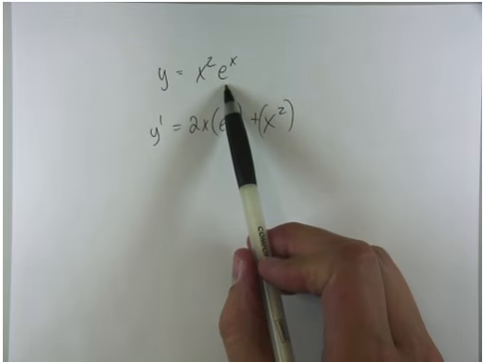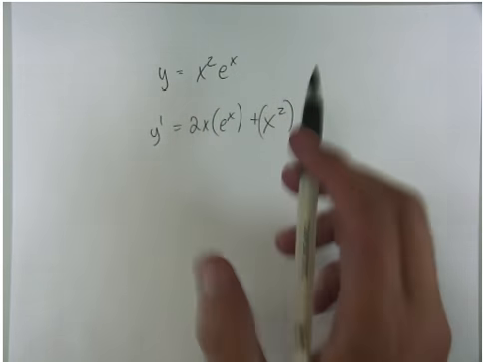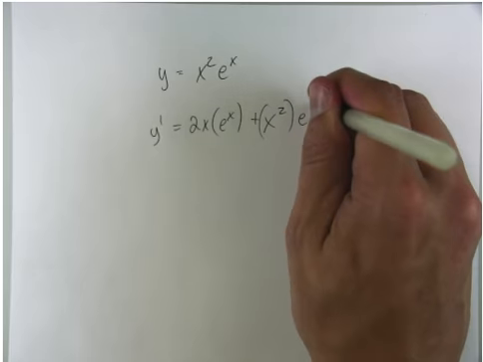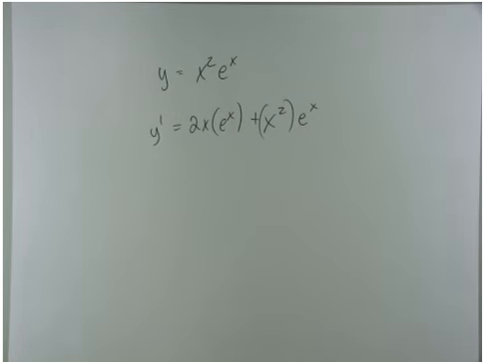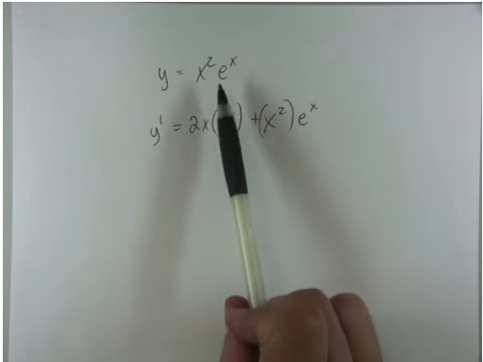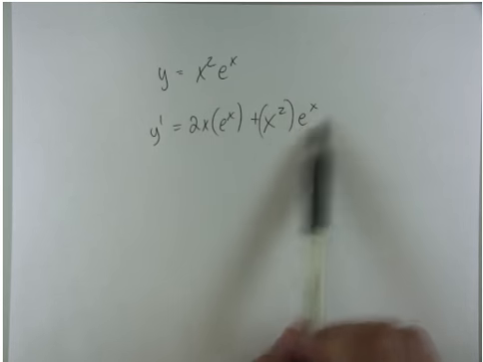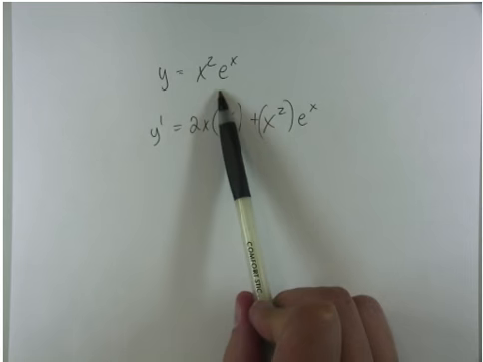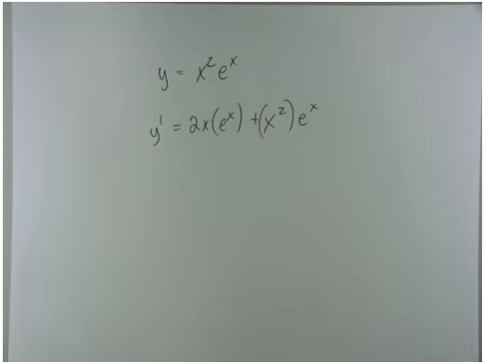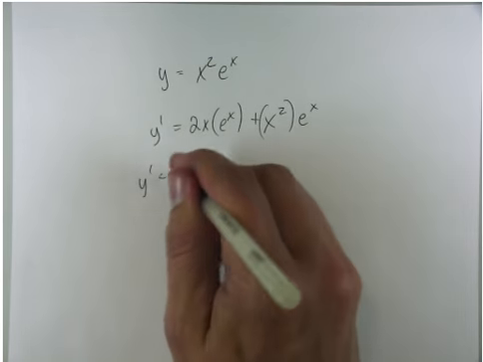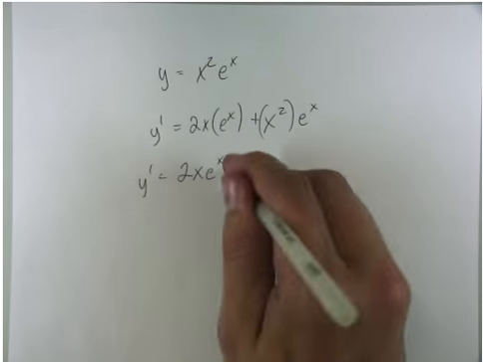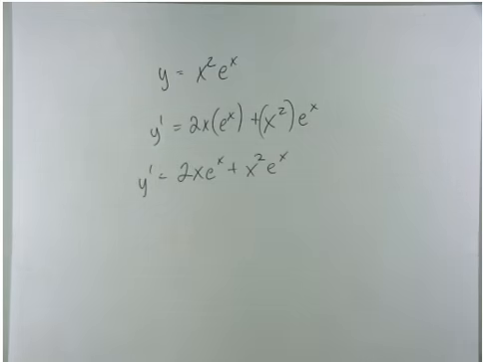But e to the x hasn't had its derivative taken yet, so I'm going to take its derivative. And the derivative of e to the x is e to the x. So the first e to the x is the same as this e to the x, and this e to the x is the derivative of this e to the x. It just happens that e to the x is its own derivative. So it looks like y prime here is 2x e to the x plus x squared e to the x. And that's a fine way to write it.